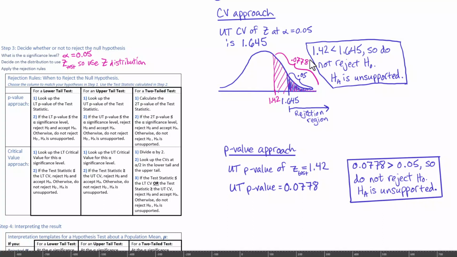The p-value being bigger than alpha is exactly what happens in an upper tail test when the test statistic is less than the critical value. So if we look at it from the critical value point of view, 1.42 is less than 1.645, which tells us 1.42 is not in the rejection region. But what it's telling us really is that the p-value of 1.42 is greater than 0.05. If the test statistic was within the rejection region, its upper tail p-value would be less than 0.05.